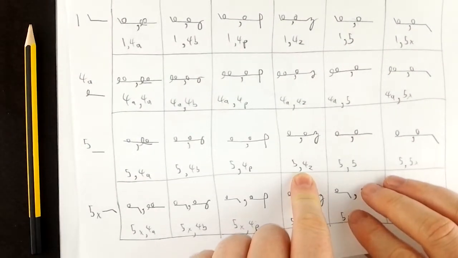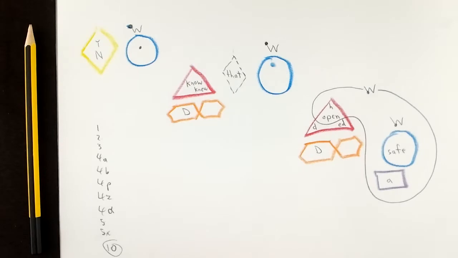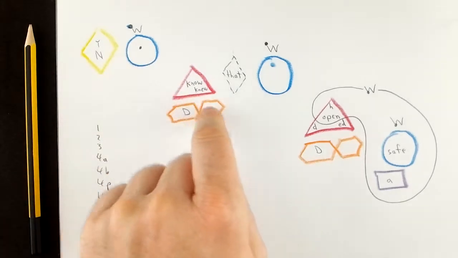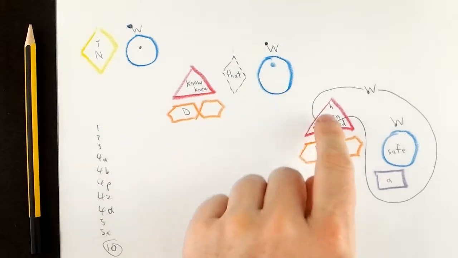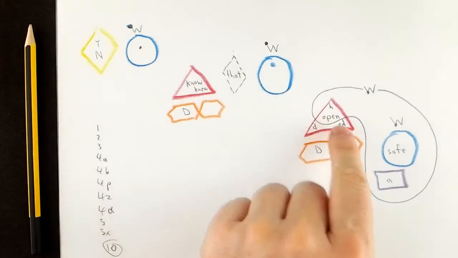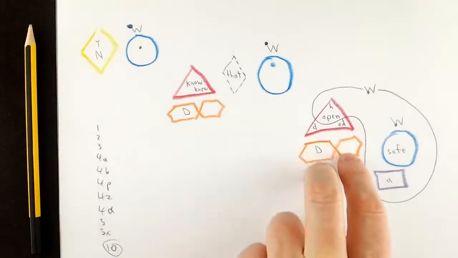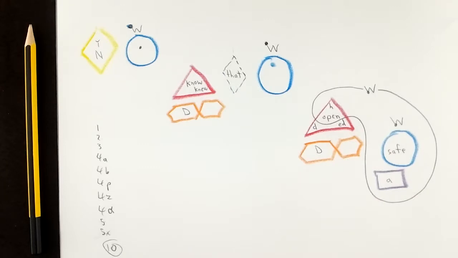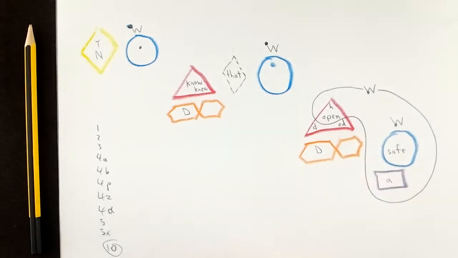Number 5 for Z. They knew what happened. Number 5. They knew he opened a safe. Number 5X. They knew he didn't open a safe.